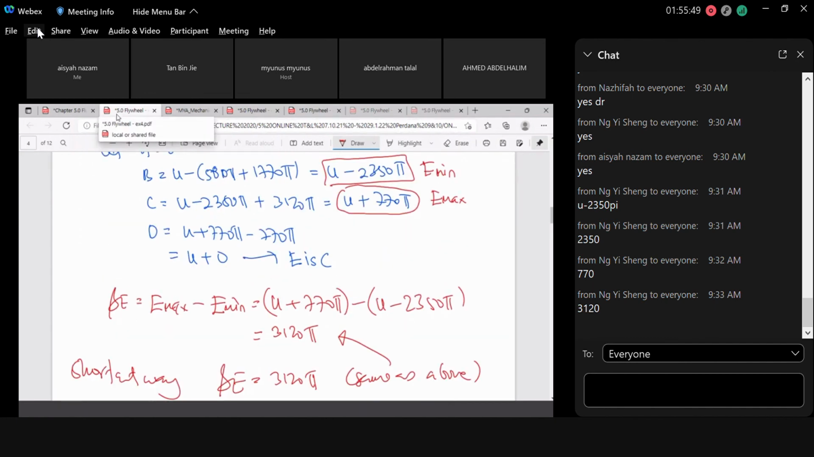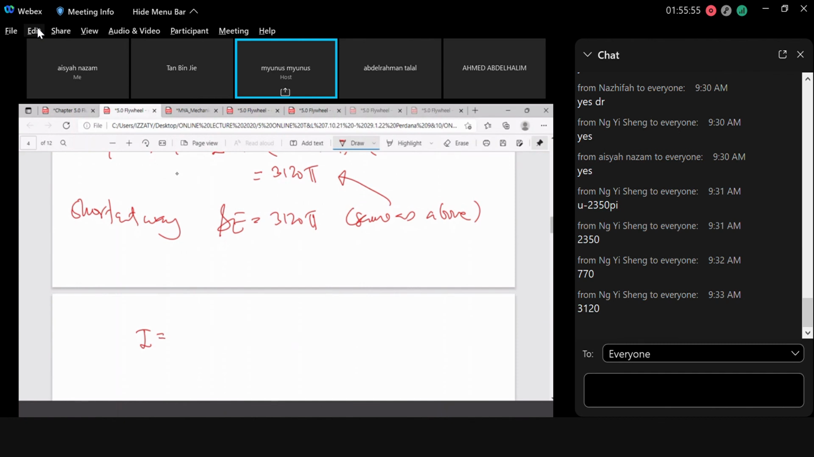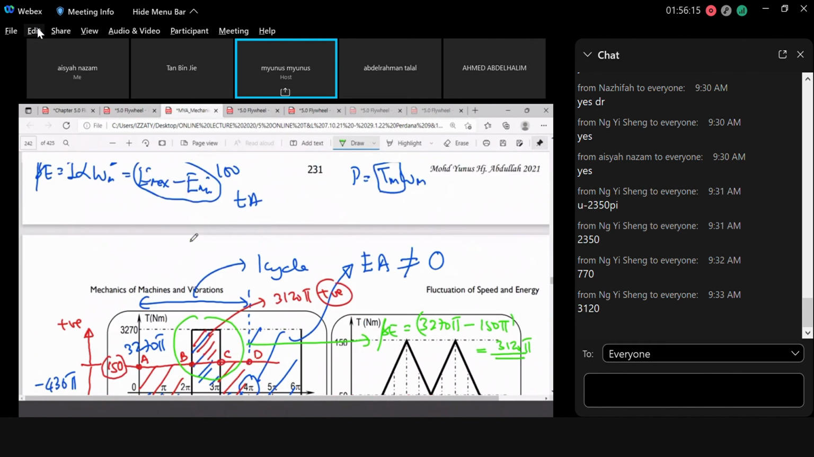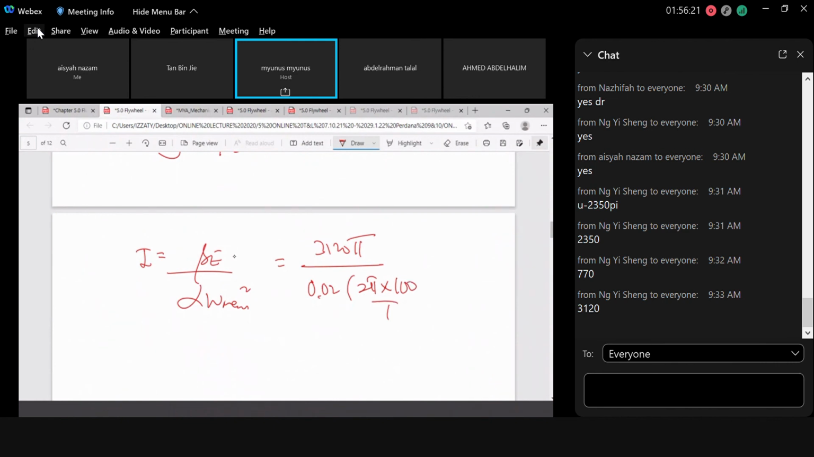Okay, the next one is to define I. So I will be equal to delta E divided by alpha omega mean to the power of 2. Alpha is 0.02, multiplied by 2 pi multiplied by omega. Omega is running with the speed of 100, so put in 100 divided by 60, to the power of 2. You have this one in kilogram meter square. Okay, it's not ready, isn't it?